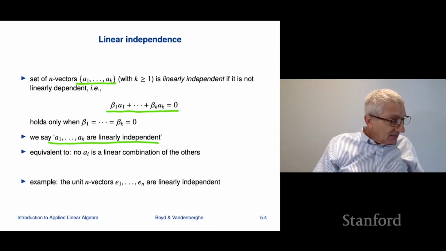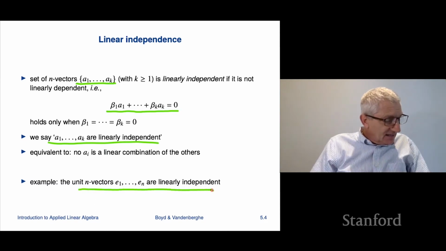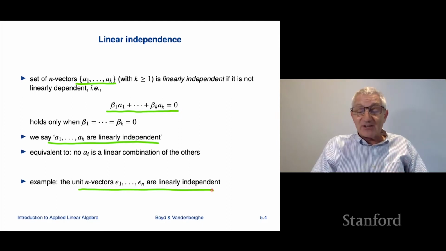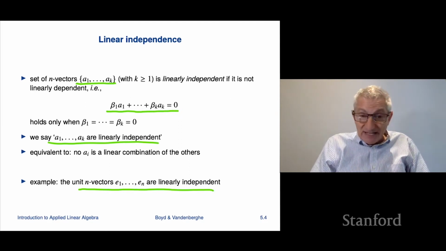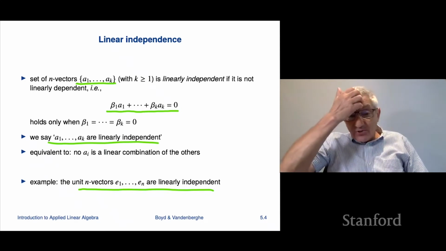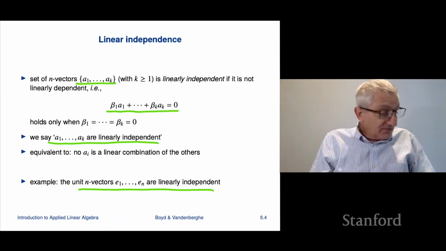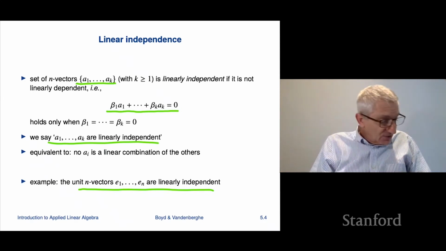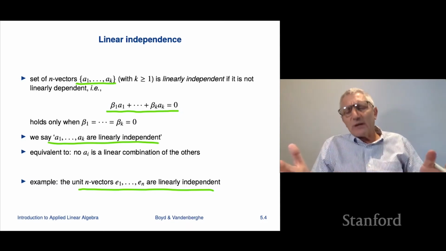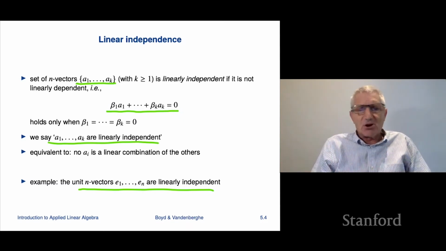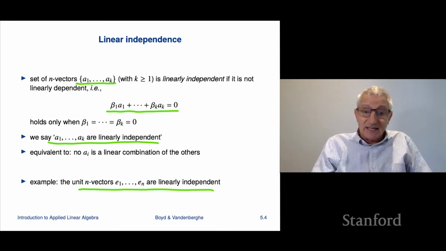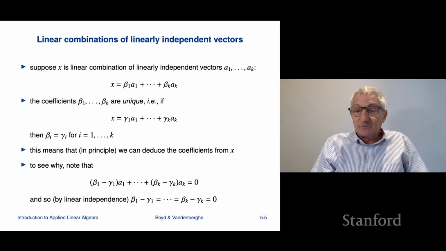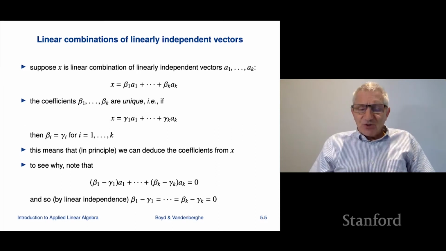So here's an example. Let's take the n unit vectors. They are linearly independent. How do you know that? Well, you ask yourself, if I had a linear combination of the unit vectors and it was 0, then you can quickly figure out all the coefficients have to be 0, and that's what it means to be linearly independent. Okay. This will be the first hint that this might be a useful concept.